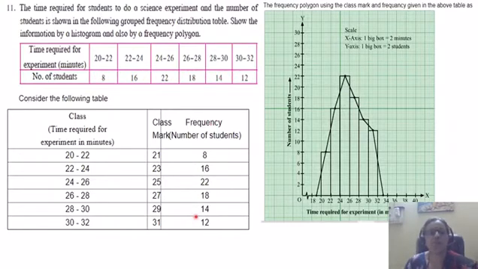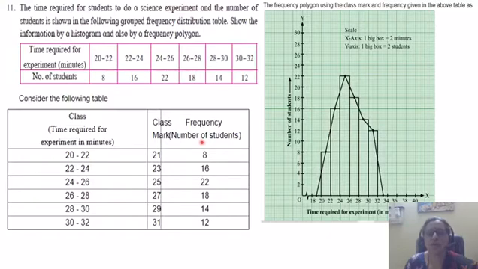Now you are supposed to draw histogram and frequency polygon. So first to draw histogram, label X', Y', origin O. Now on your x-axis, write time required for experiment in minutes. Observe the minimum. One interval you will require before this, so it is 18 to 20, whose midpoint is 19 and whose frequency is 0.